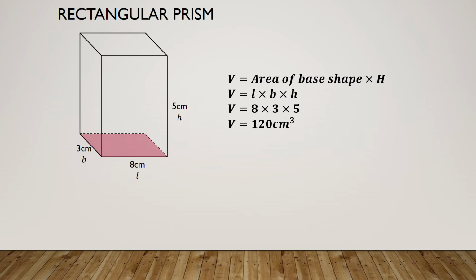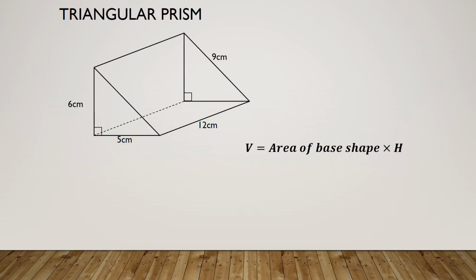Let's move on to triangular prism. So pause the video if you're still working through this. Okay, so my triangular prism, again, is the area of the base shape times height. So what's the base shape of a triangular prism? A triangle. So that means the area of the base shape is a half base times height multiplied by big height. Big height is basically the length of the shape.